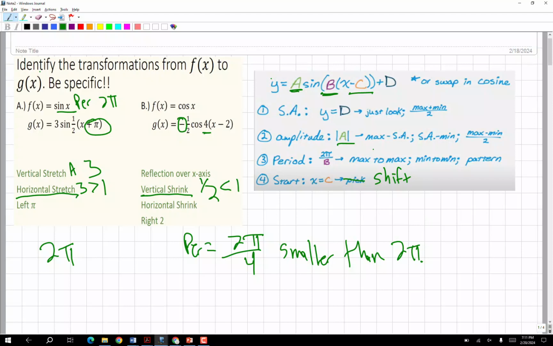Again, this one, I think I might have said this wrong. If I did 1/2 here, remember my period is 2 pi over 1/2. If you divide by 1/2, it's the same thing as multiplying by 2, right? So 2 pi divided by 1/2, which is the same thing as dividing by 0.5, is going to give you 4 pi, which is bigger. That's why it's stretched. Okay? All right.